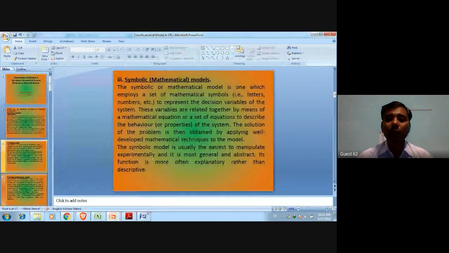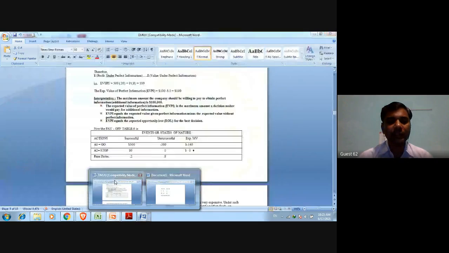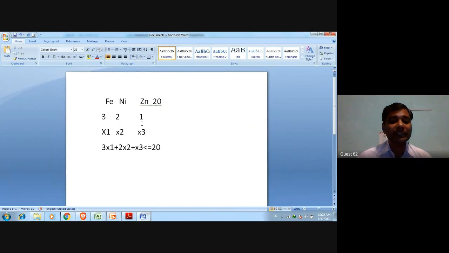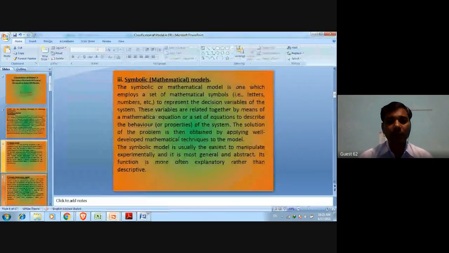So we can say that the symbolic or mathematical model is one in which we use symbols, letters, or numbers. Here x1, x2 and x3 are decision variables. Decision variables are the variables which can be changed according to our condition. We have to find the values of x1, x2 and x3. The solution of the problem is then obtained by applying well-developed mathematical techniques to the model. After applying the mathematical technique, we can get the solution.